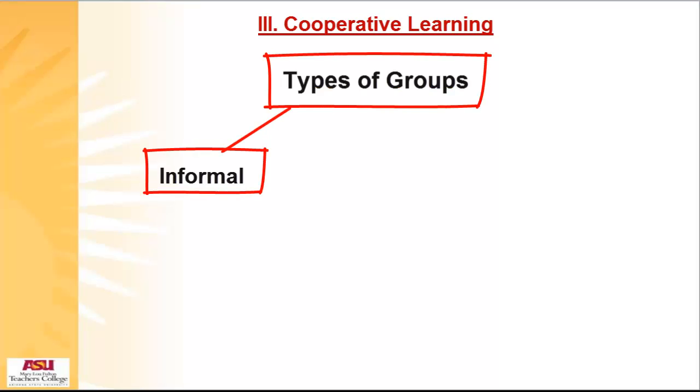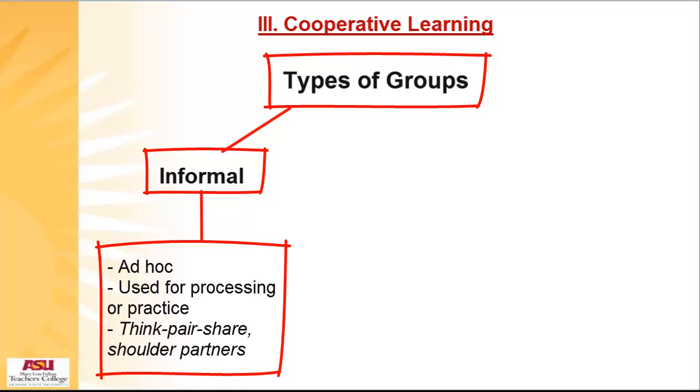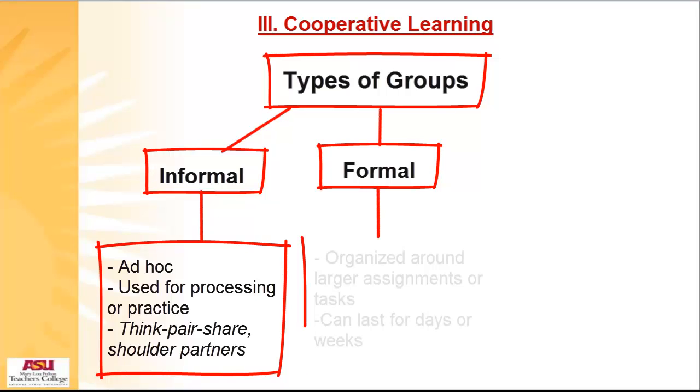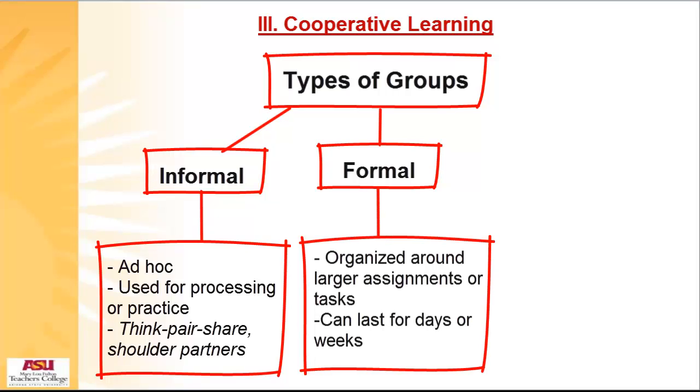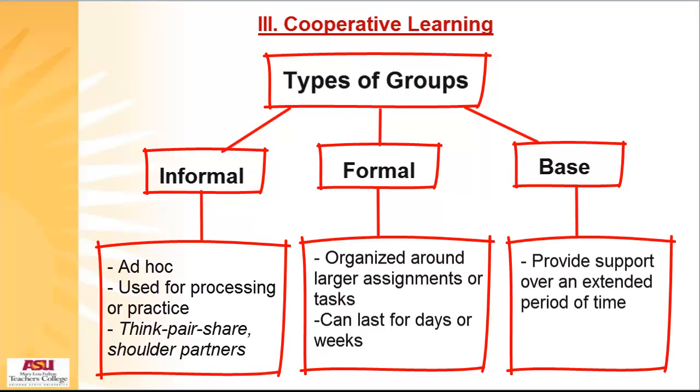When thinking about grouping students, it is important to think about different ways students can be grouped. Marzano identifies three different types of grouping. Informal. These are informal, ad hoc groups that teachers can use to have students process new learning or engage in practice. Examples include things like think, pair, share, or turning to a shoulder partner. Formal. Formal groups are usually organized around a larger assignment or task and can last for days or even weeks. Finally, there are base groups. These are groups designed to provide students support over an extended period of time, like a semester or year.